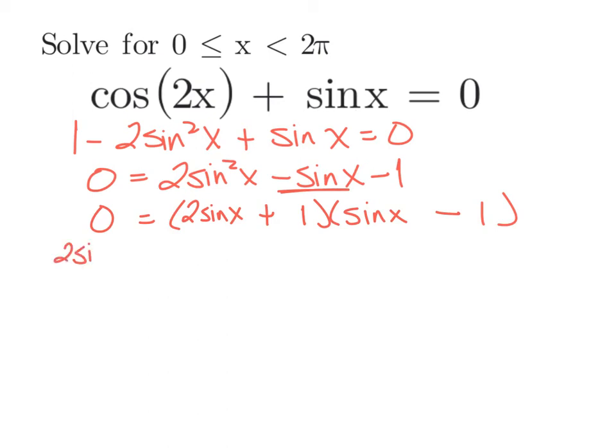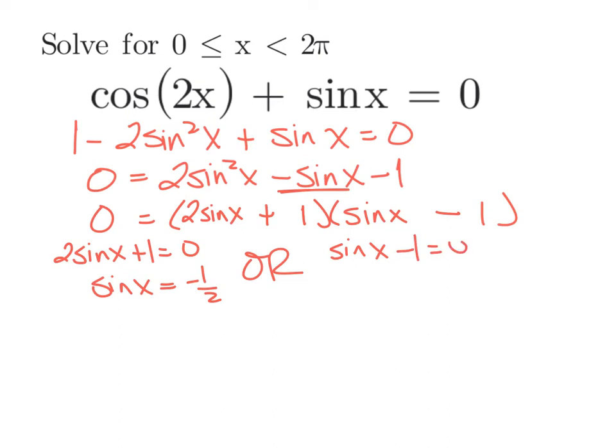That means that either one of those is going to equal 0. So 2 sine x plus 1 equals 0, which would mean sine of x is equal to -1/2. Or sine of x minus 1 has to equal 0, which would mean sine of x is equal to 1.